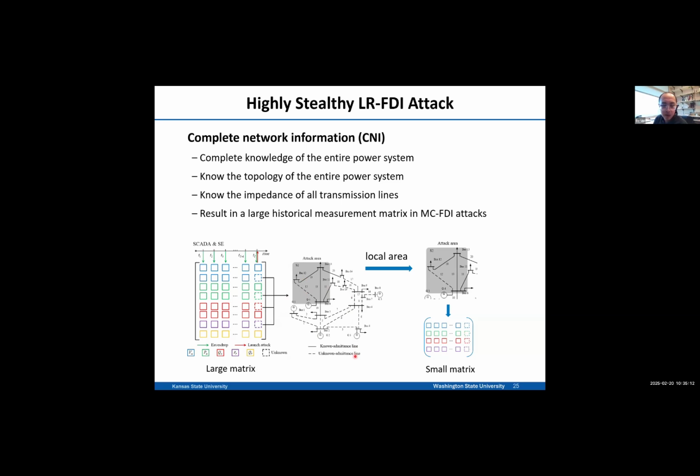In addition, it will result in very large historical measurements in the low rank FDI attack, which will cause some computation efficiency problems. Okay, so our solution is we focus on the local attack area of the system and build historical measurements using all the measurements related to the attack area. So in this case, it results in a much smaller matrix. Accordingly, the attacker's knowledge will be greatly reduced.